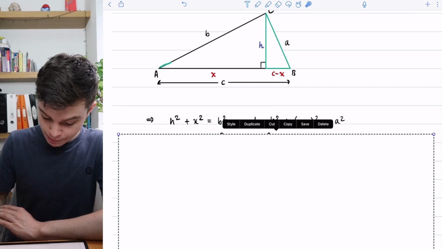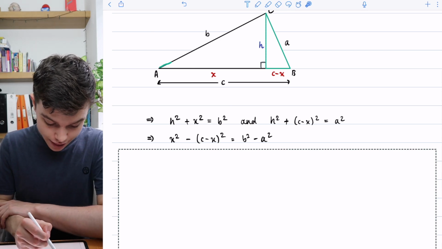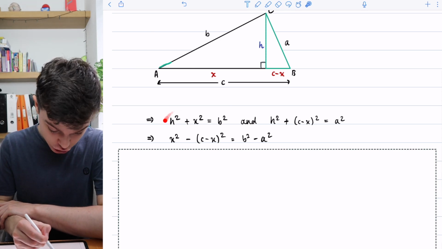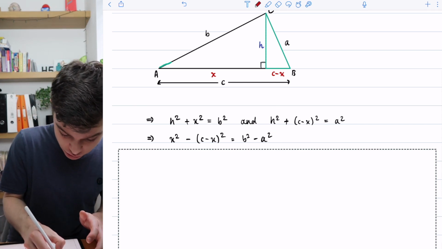On the next line, I'm going to combine those two things together. We can see they both have an h squared in them, so we could rearrange to get h squared. I'll just do that here.